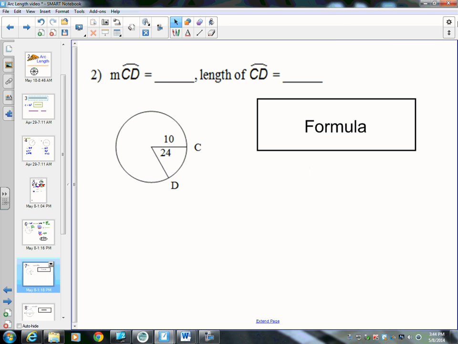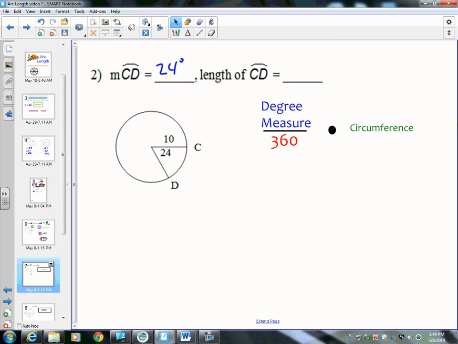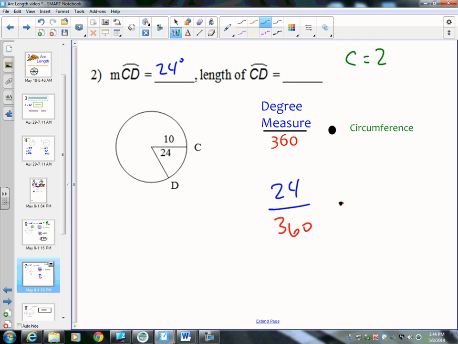Next problem. Again, this is a circle. Here's our arc CD, the measure. Well, if the central angle is 24, that means that the arc is also 24 degrees. How do you find the arc length? Use this formula. So we're going to say degree measure, 24 divided by 360 multiplied by circumference.